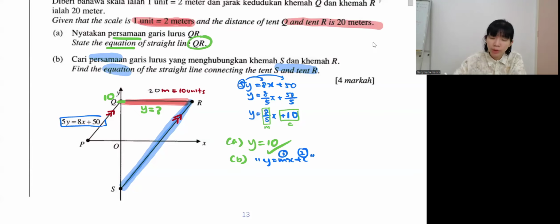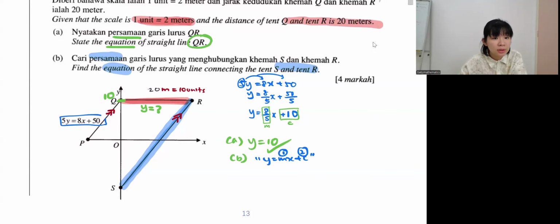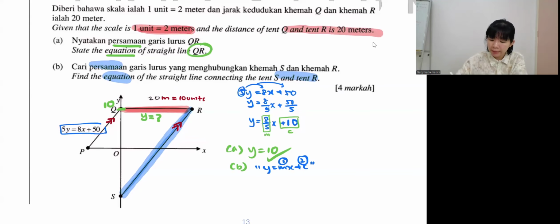We don't have two coordinates, but it's okay because these two lines are parallel. QP is also parallel to RS. So do we know the gradient of QP? How much? The gradient of this line, we already know from the beginning. Yes, it's 8 over 5. So our gradient is 8 over 5. Same thing goes for the gradient here, 8 over 5. Okay, y equals 8 over 5 x plus c.